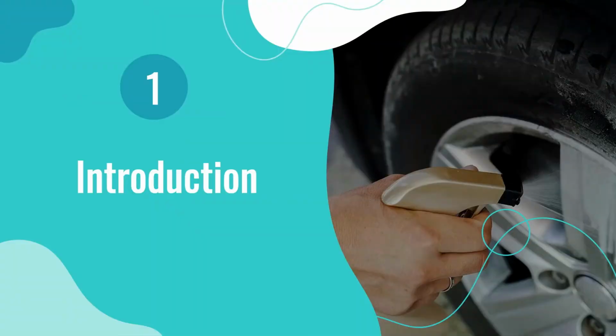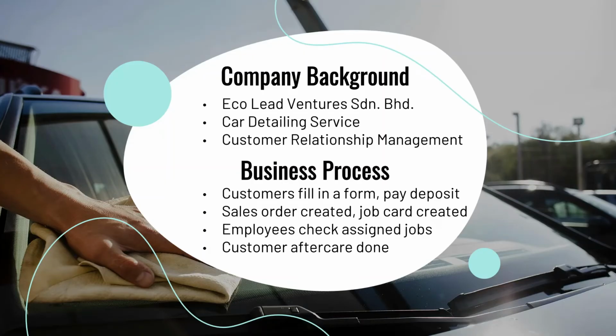Next is the introduction. So I will begin with the company background. The company is called EcoLead Ventures Sendirian Berhad, and the nature of their business is providing car detailing services. So the EcoCare mobile application will be a customer relationship management application that helps the company.